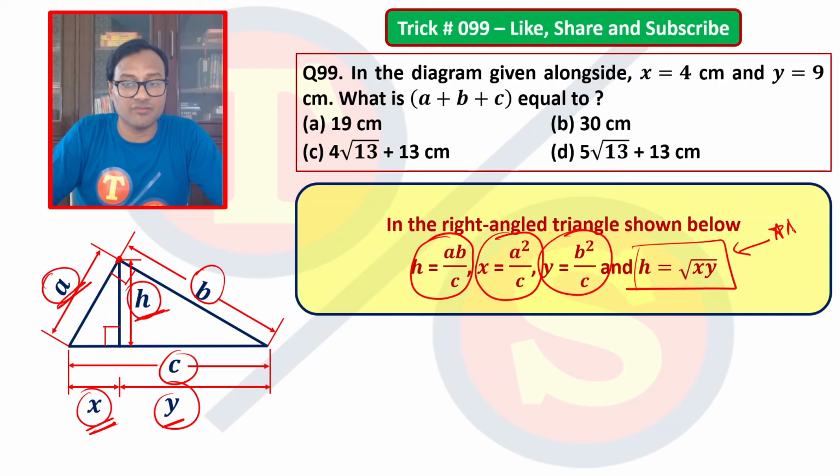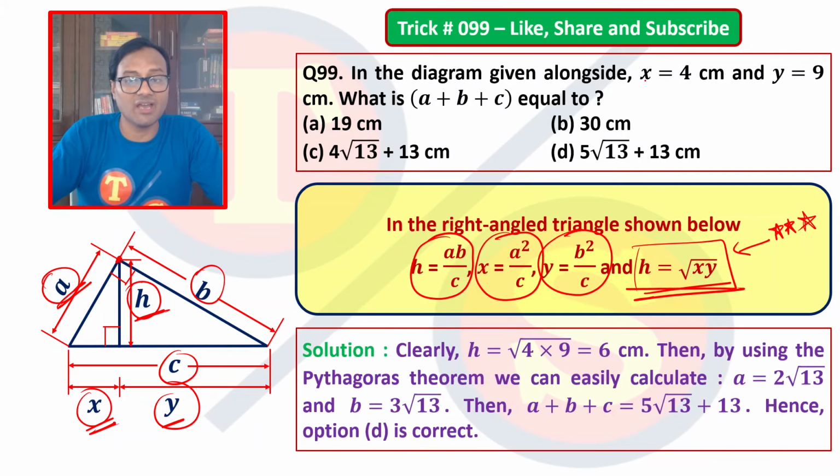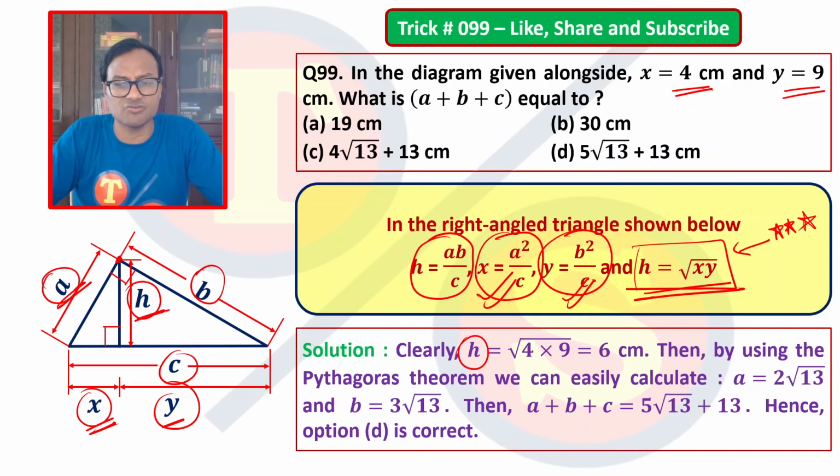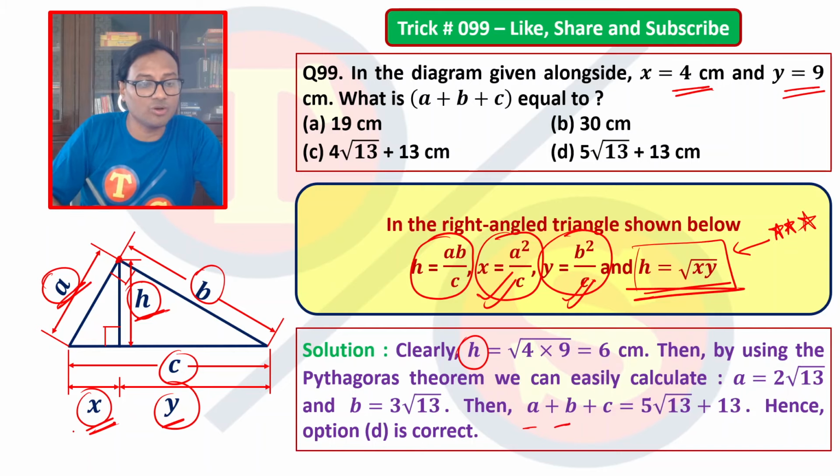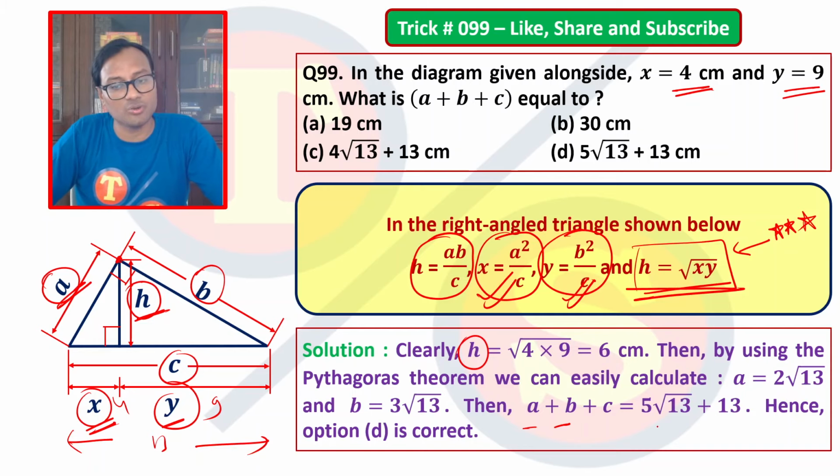This is very frequently asked in the exam. H is equal to square root of X into Y. So definitely now we have the value of X, the value of Y. We can immediately calculate the value of H, and by using the values of X, Y and H we can calculate A and B, or we can also use these formulas. Do it in any way you find easier for yourself. Find out the values of A and B. The value of C is already given to you, 4 plus 9, that is 13. Find out the other two values, add them up and you will get your answer.